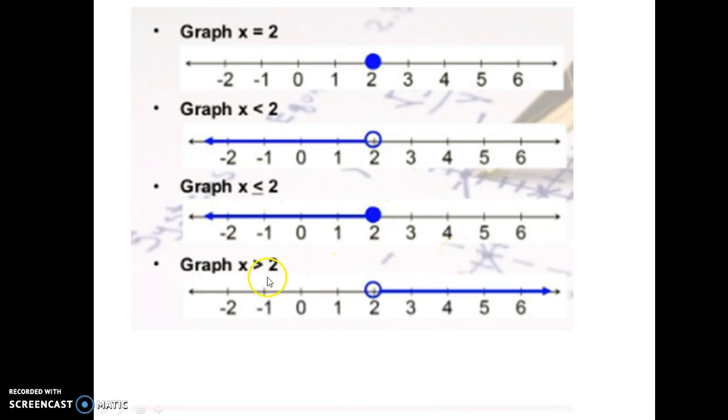All right, now we have x is greater than 2. So again, now we're looking for numbers greater than 2. So x is greater than 2. It can be any number bigger than 2. But it cannot be 2 because it doesn't have the little equal sign. It cannot be 2, so we leave an open circle.